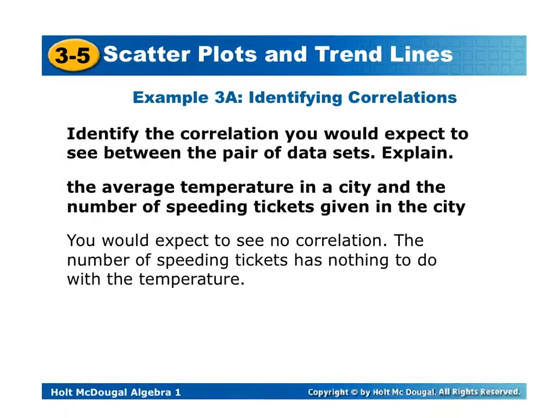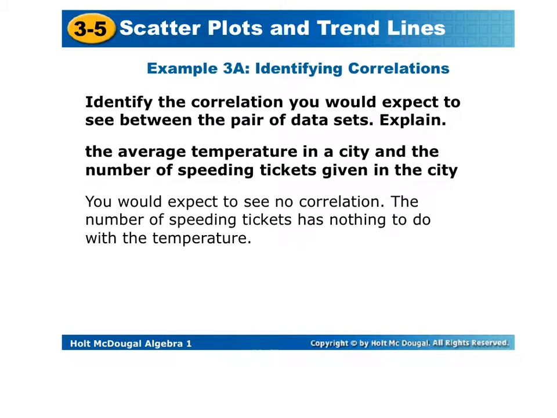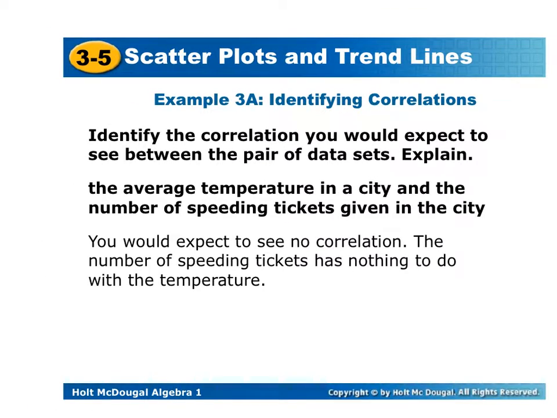Okay. Here's one now, and it does not have a graph for us. So it wants to know the average temperature in a city and the number of speeding tickets given in the city. Do you think that the temperature today is going to have any correlation with the number of speeding tickets that the police are going to give out today? No, right? No correlation. Are they going to give more tickets on a cold day than on a hot day? No, no correlation. Okay, so this has nothing to do with each other.